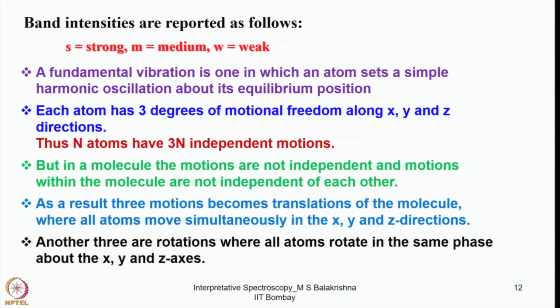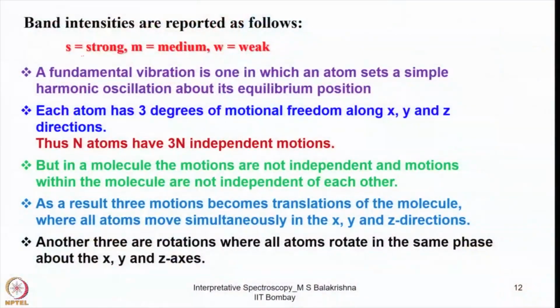Band intensities are reported as follows. By looking at the spectrum, we have to identify and give a term depending upon the type of intensity we come across. For example, if it is strong, we denote it by S, if it is medium, we say M, if it is weak, we say W, and if it is sharp, we say SH.